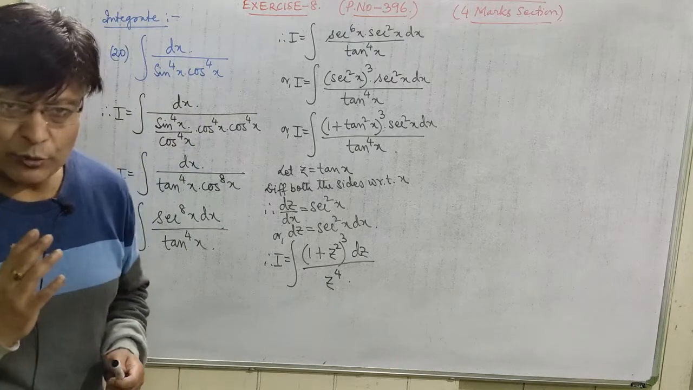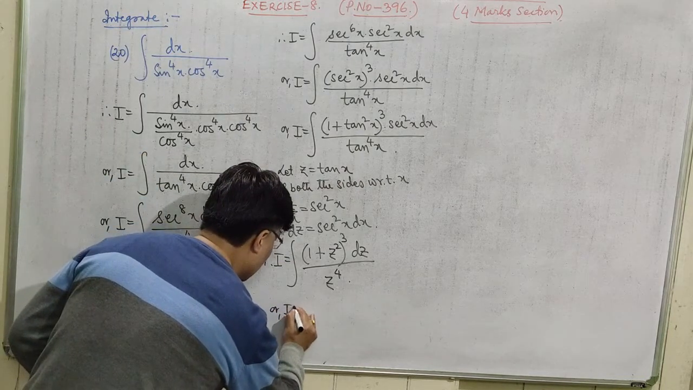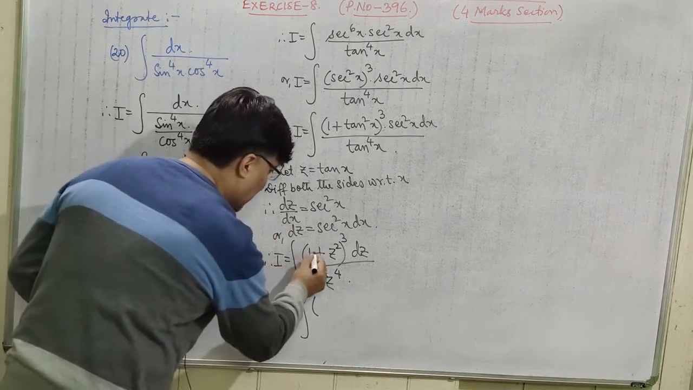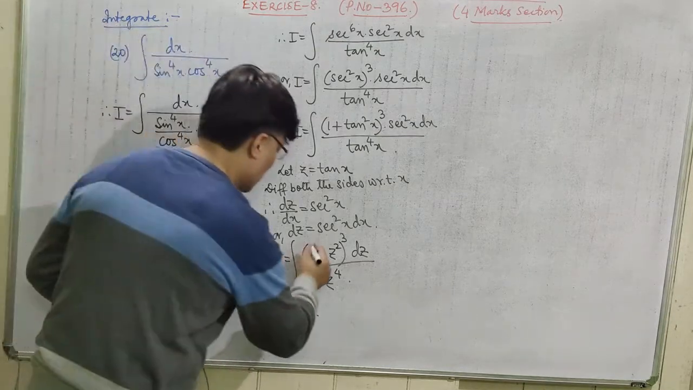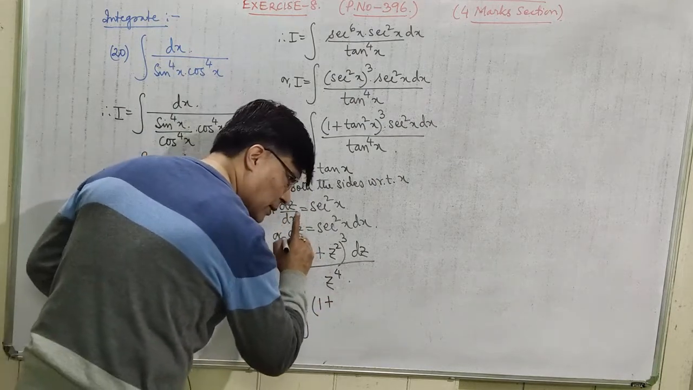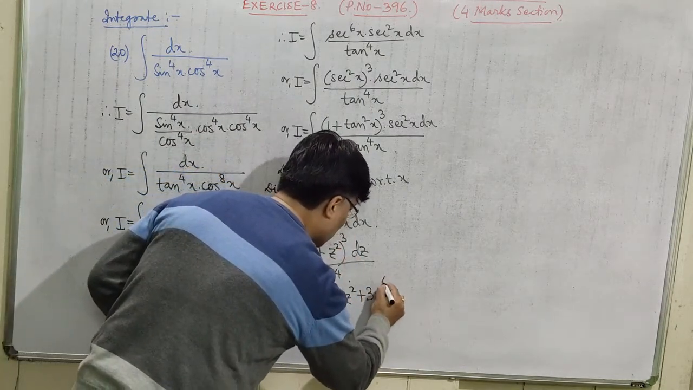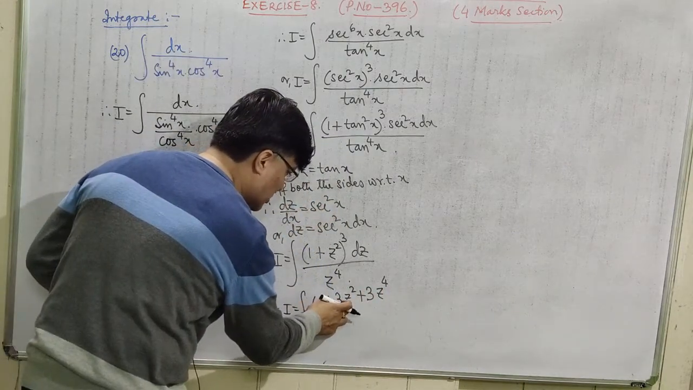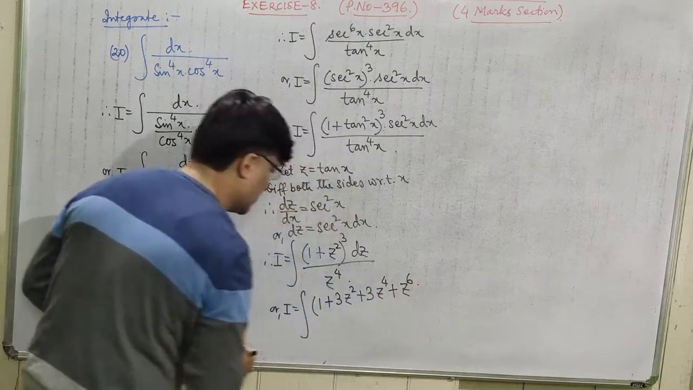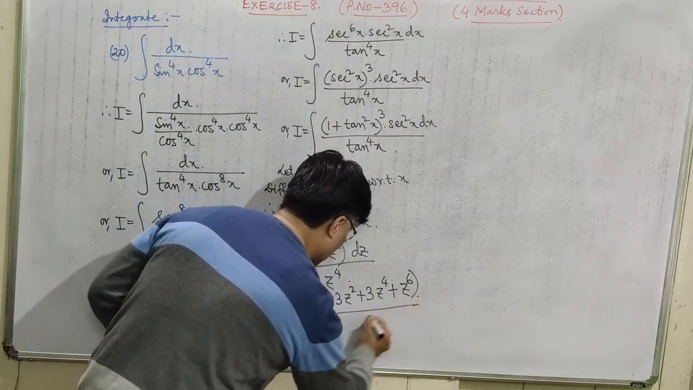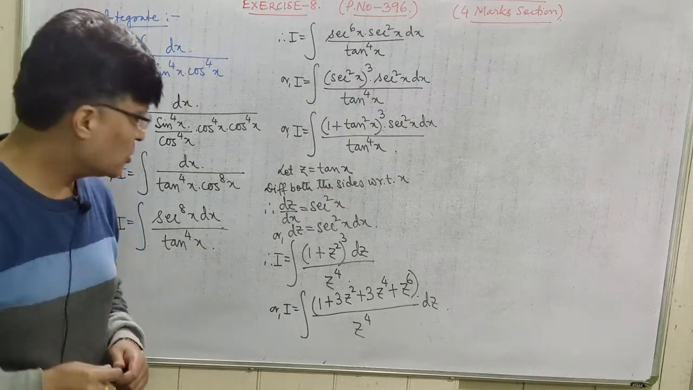So in the numerator, there is an expression which is in the form (a plus b) whole cube, or I is equal to integration of within bracket (a plus b) whole cube. You know the formula, isn't it? a cube plus 3a square b plus 3ab square plus b cube. You should know it. What is a whole cube? 1 cube is 1 plus 3a square b, that is 3z square, plus 3ab square, that is z square whole square, z to the power 4. So 3z to the power 4, plus b cube. What is b cube? z square whole cube, that is z to the power 6. Bracket closed, whole divided by z to the power 4, then you can write dz there. So I hope you have understood it.